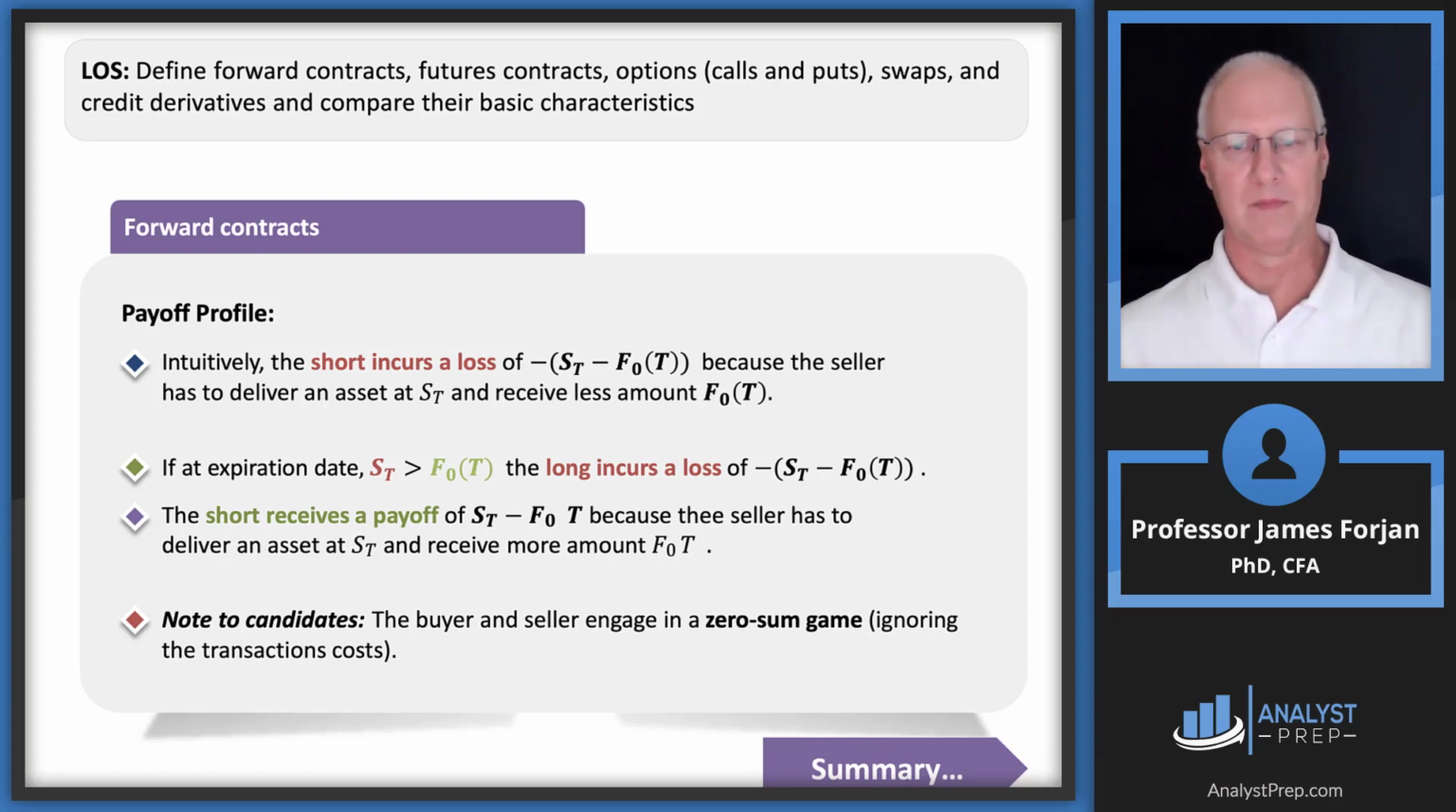So look at the bottom: buyer and seller engage in a zero-sum game, of course ignoring transaction costs, because you may have to pay a transaction cost and I may have to pay one, and they might not be the same one. But in my simple example with the financial calculator, you might need that calculator and I might want to get rid of it. So we can always settle with the physical asset, but most derivatives are settled in cash.